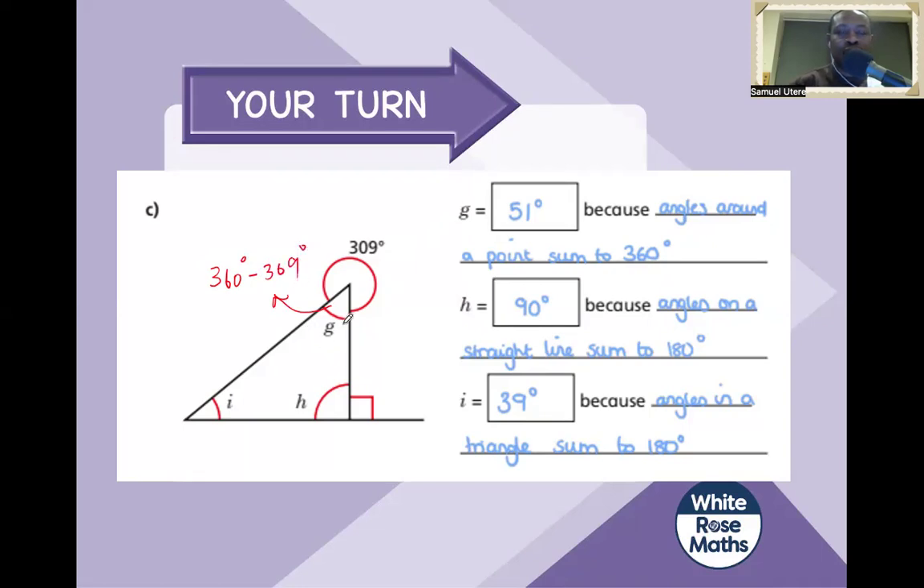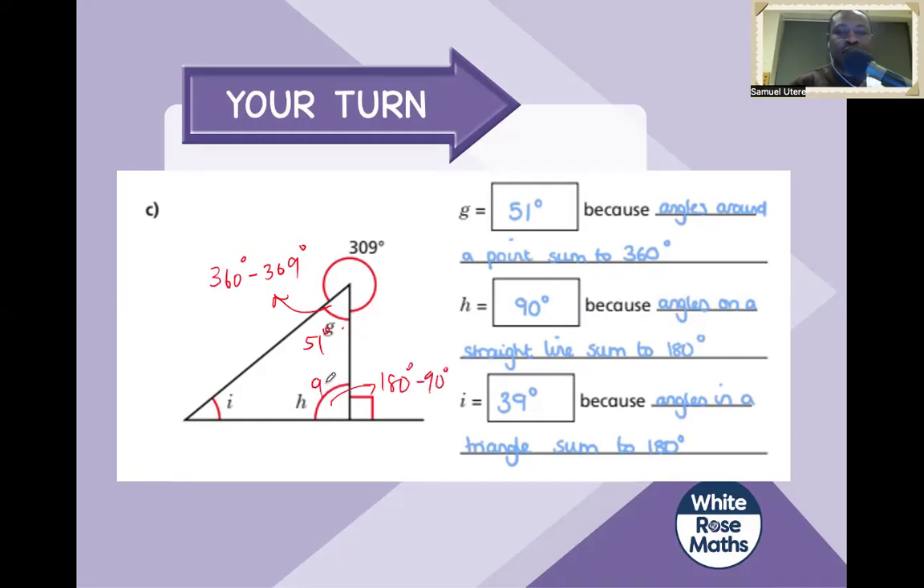Now that we know that this is 51 degrees, we can find this angle. We know that this is a 90-degree hatchmark or 90-degree notation. So angles on a straight line sum to 180 degrees. So we know that H is 90 degrees because to get H, we simply do 180 degrees minus 90 degrees.